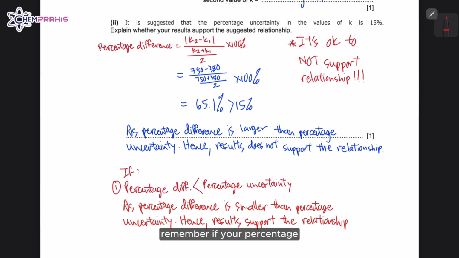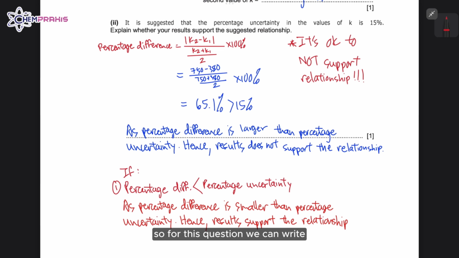Remember, if your percentage difference is larger than your percentage uncertainty, then we do not support the relationship. If our percentage difference is smaller than the percentage uncertainty, then we support the relationship. Take note that it does not matter how large your percentage difference is, as long as it is larger than 0%. As long as you write the correct conclusions and calculations, you can get the full marks.